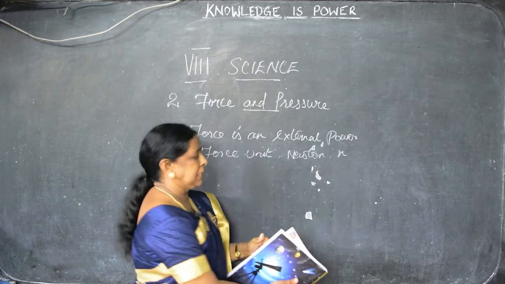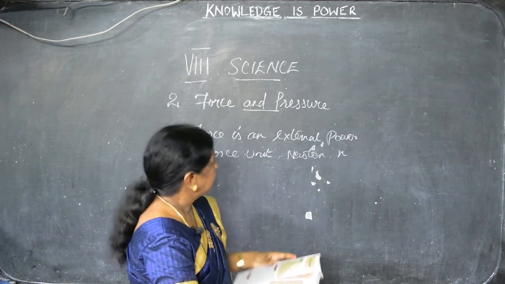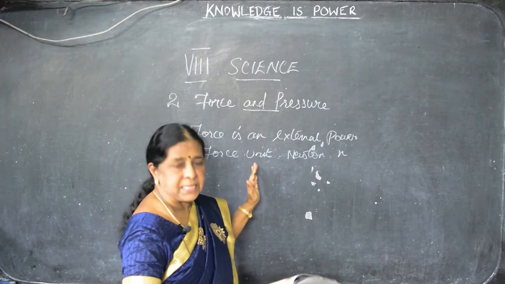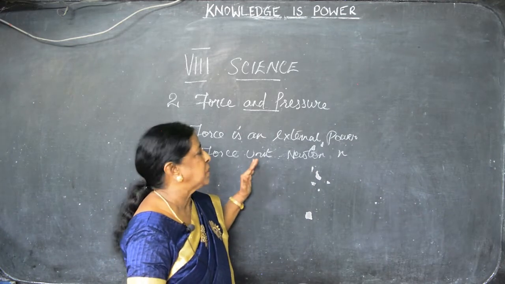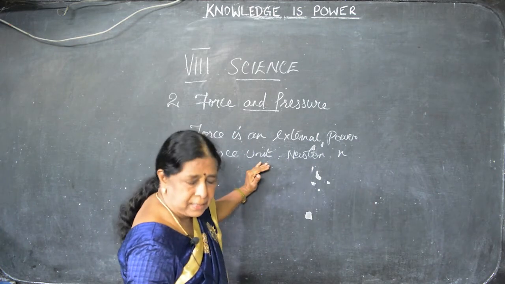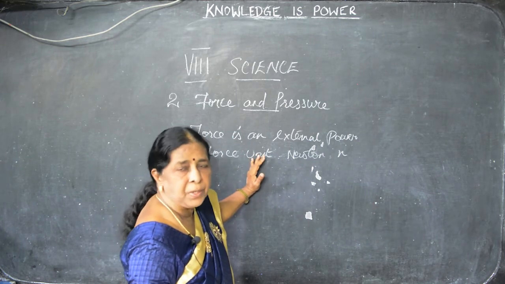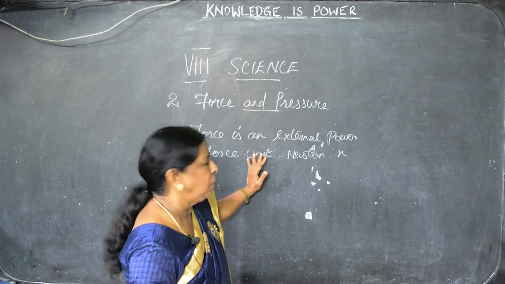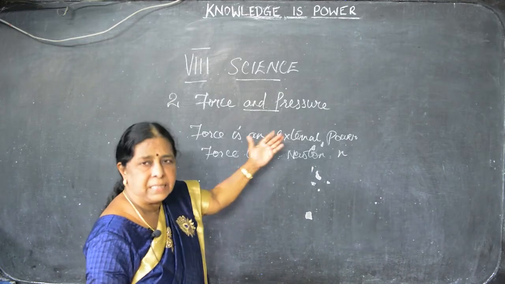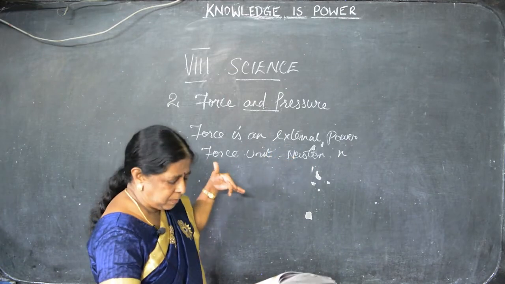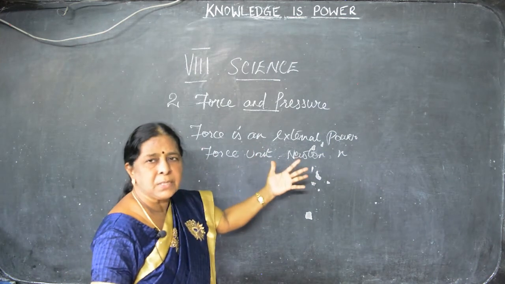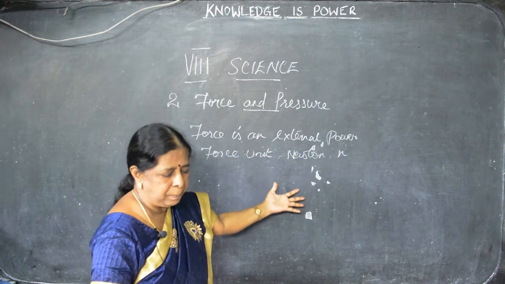We have studied already, you have to write only a small letter n. Okay, so let us see what force is. It is an external agency which changes the state of rest or state of motion of a body. State means what? Position. Force is an external power which acts on a body and makes the body move or rest. When the force is greater, the power also will be greater. If you give more force, then the body will move better.